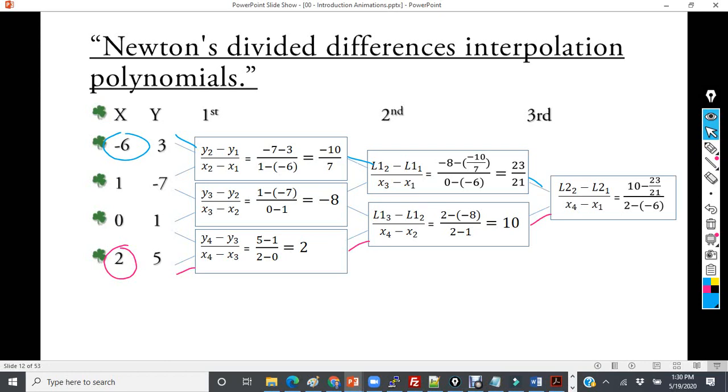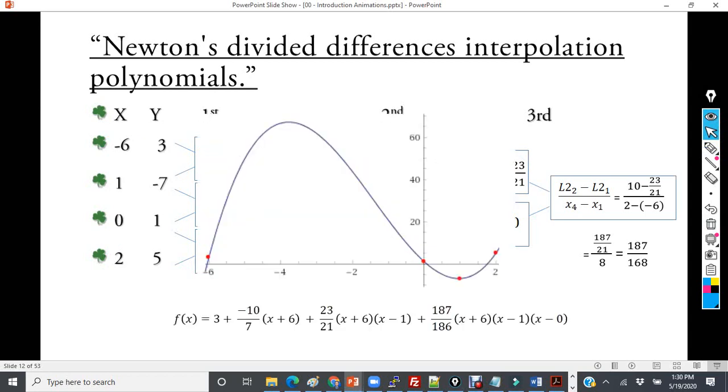In the numerator, we have 10 minus 23 over 21. And that value comes out to be 187 over 168. Plugging that into Newton's equation, we are able to derive the polynomial that contains all of those points.